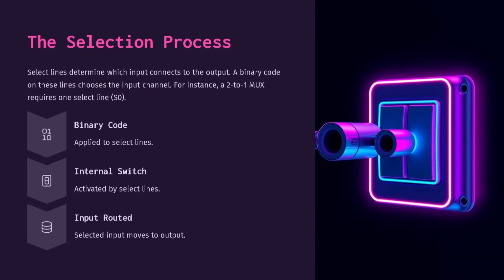Moving on, let's look at the selection process. The select line determines which input connects to the output. A binary code on these lines chooses the input channel. For instance, a 2-to-1 MUX requires one select line, which is S0, a binary code. It is applied to the select lines. The internal switch is activated by the select lines, and the input is routed. The selected input moves to the output.